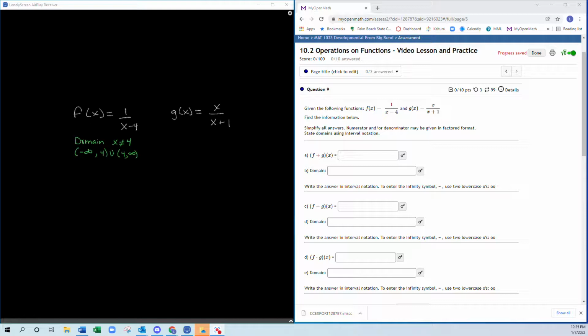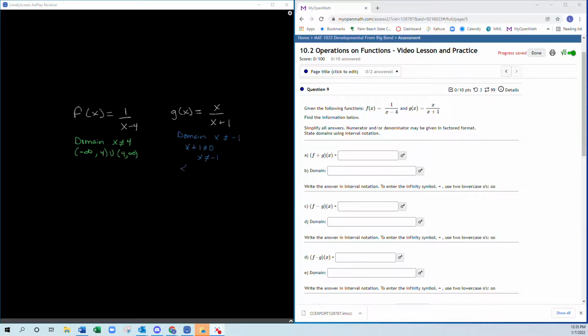Over here for g of x, same idea, the domain: x cannot equal negative 1. And again, how am I doing that? Let me back this up a little bit and go step by step. I take whatever is in my denominator, which in this case is x plus 1, and I know that x plus 1, since it's in the denominator, cannot equal 0. So I subtract 1 from both sides, and I get x cannot equal negative 1.